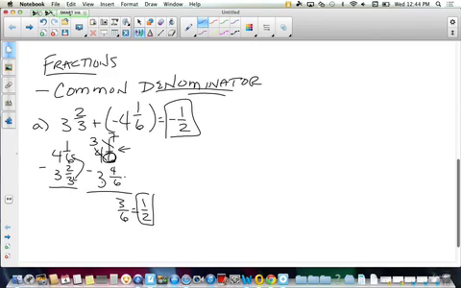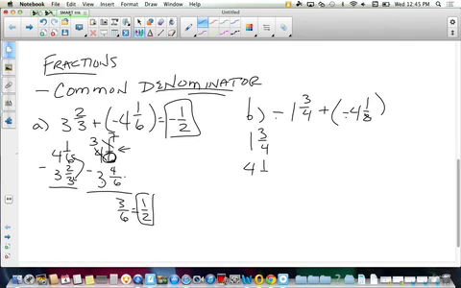Let's look at another one here. If I had negative 1 3/4 plus a negative 4 1/8. Okay, look at the signs. Signs are the same. That means we're going to add them. Doesn't matter which one goes on top if you're adding.